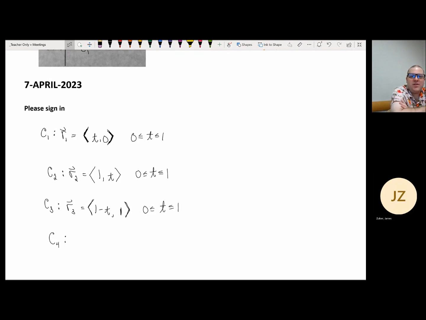I could do for C1, t over 2, where t goes 0 to 2, if I wanted to. That'd be a parameterization. Could have done t squared from 0 to 1. That'd be a parameterization too. So they're not unique. You don't have to think there's only one. You might have a different parameterization from someone else for the same curve, and they both could be correct.